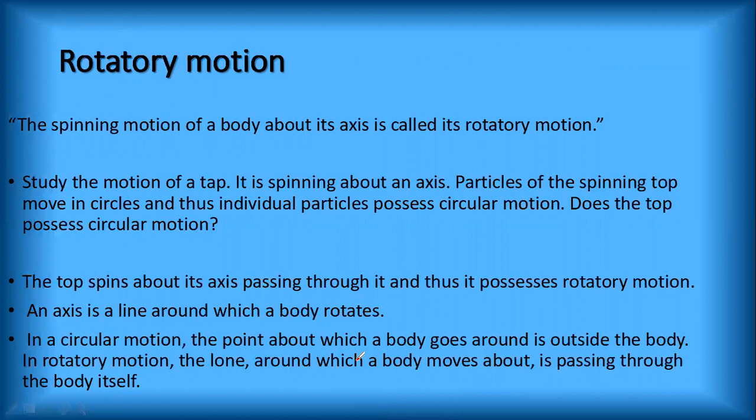In circular motion, the point about which a body goes around is outside the body. In rotatory motion, the line around which a body moves is passing through the body itself. Circular motion is around a point outside the body, and rotatory motion is around a line which is inside the body.